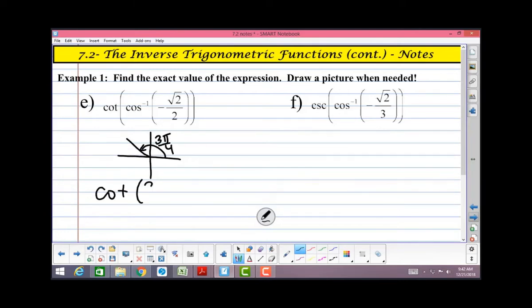So now all you have to do is substitute 3 pi over 4 into here. So now you're going to find the cotangent of 3 pi over 4. And then realize the coordinates there are going to give you a cotangent of negative 1.